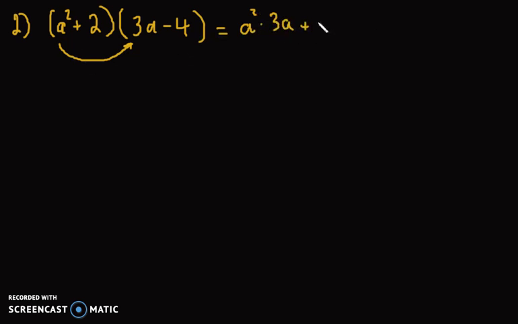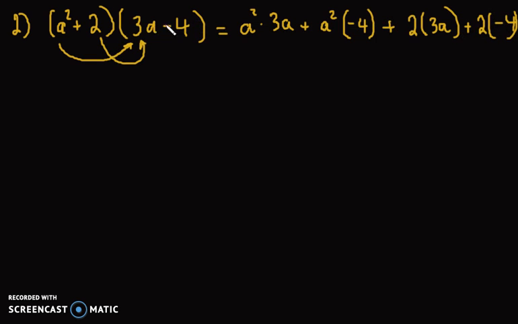plus a squared times minus 4 plus 2 here, right? 2 times 3a plus 2 times negative 4. Remember, you have to write the number with the sign in front of it.